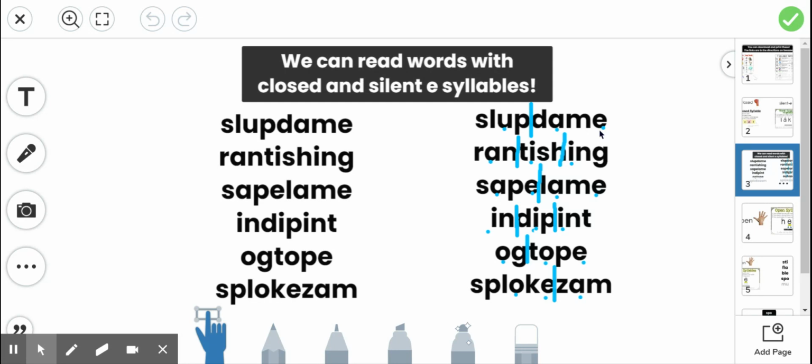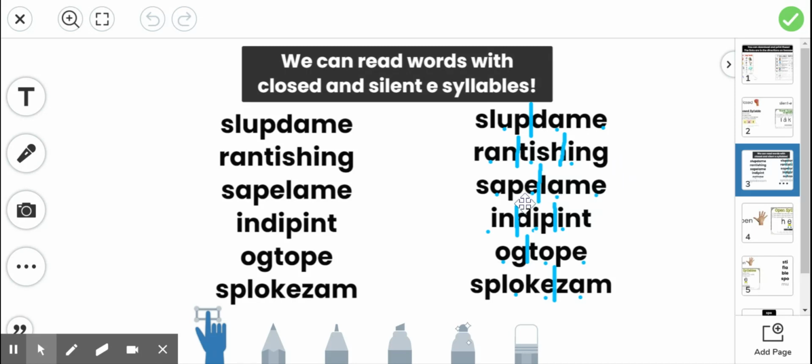Okay, you should have read all of these words on your own. So let's try reading them together. We're going to read each syllable, then read the whole thing. So our first one is slup dame, slup dame. The next one is ran tish ing, rantishing.